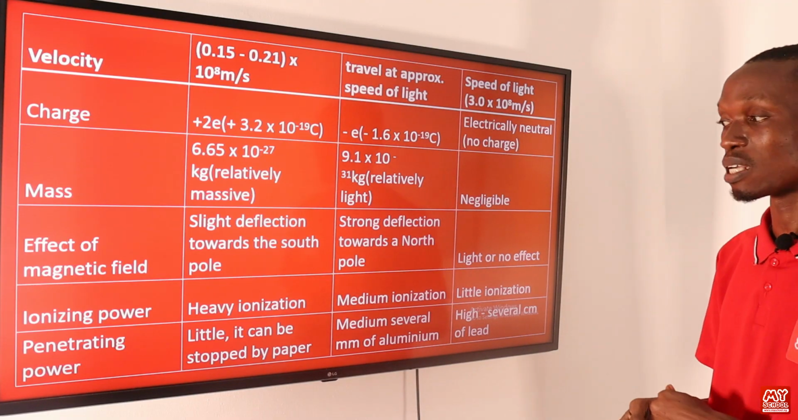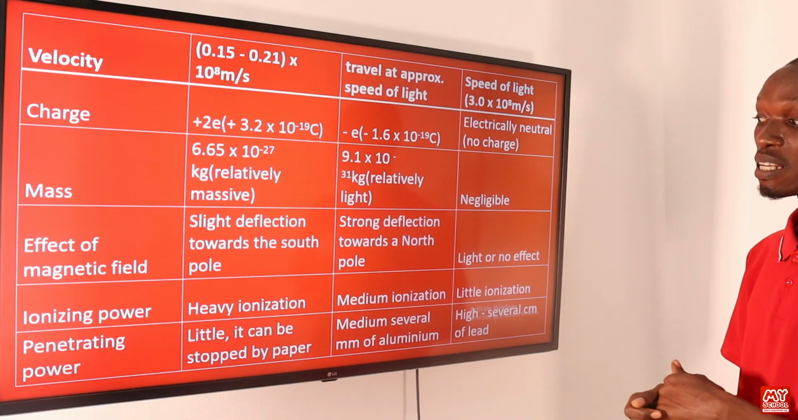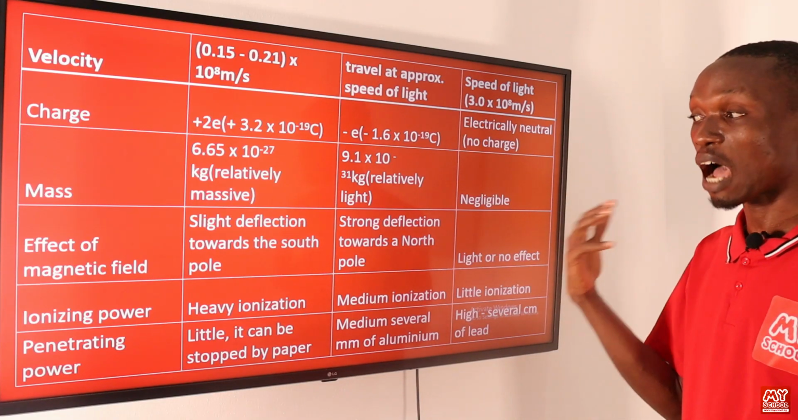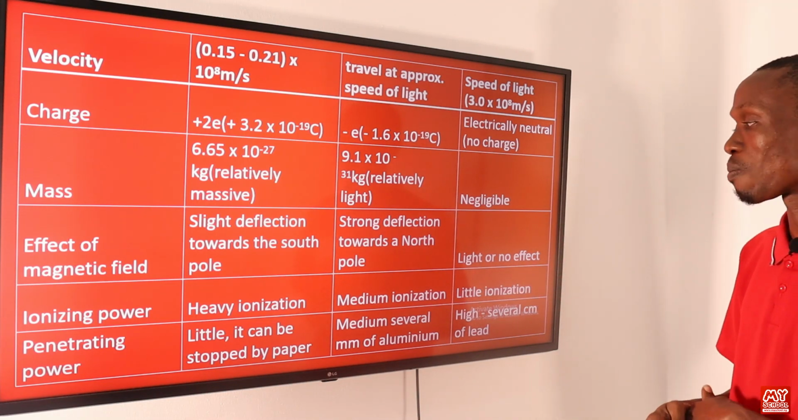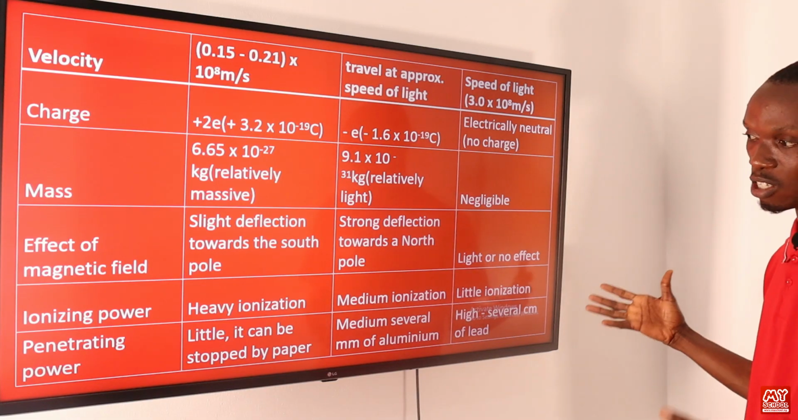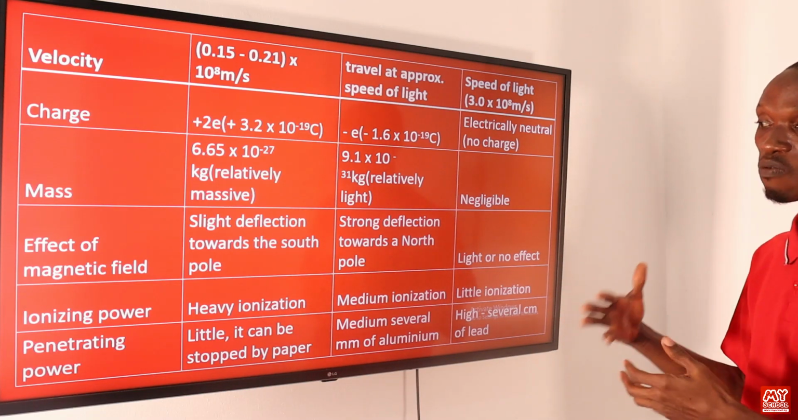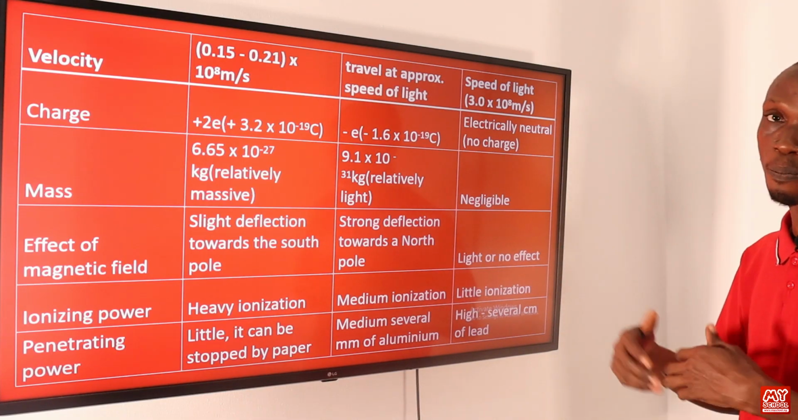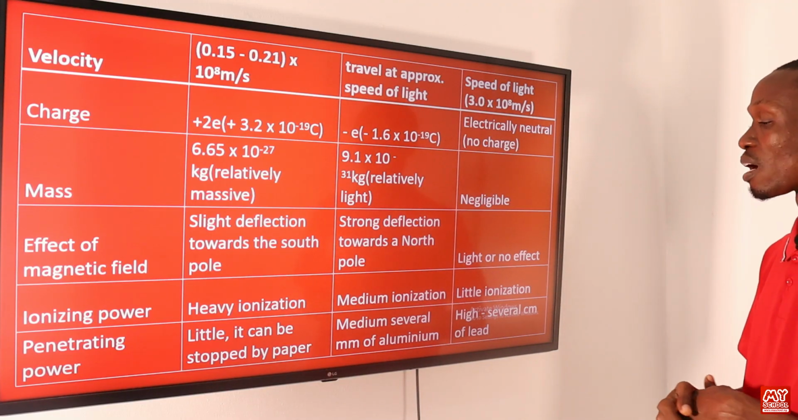Now let's talk about ionizing power. For alpha particles, there is heavy ionization, while for beta particles it is medium ionization, and for gamma rays it is little ionization. Of all three, if you are asked which of them has the highest ionizing power, your answer should be alpha particle, and if you are asked which has the least, your answer should be gamma rays.